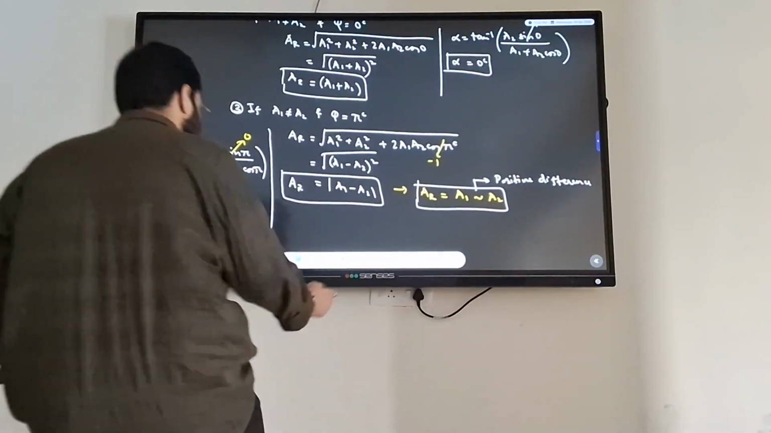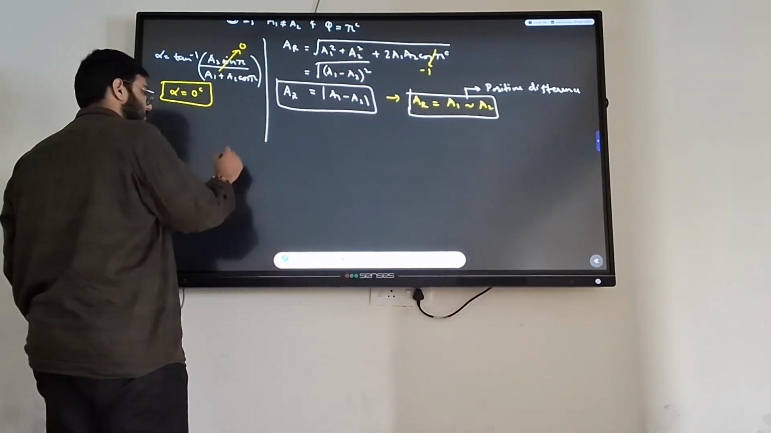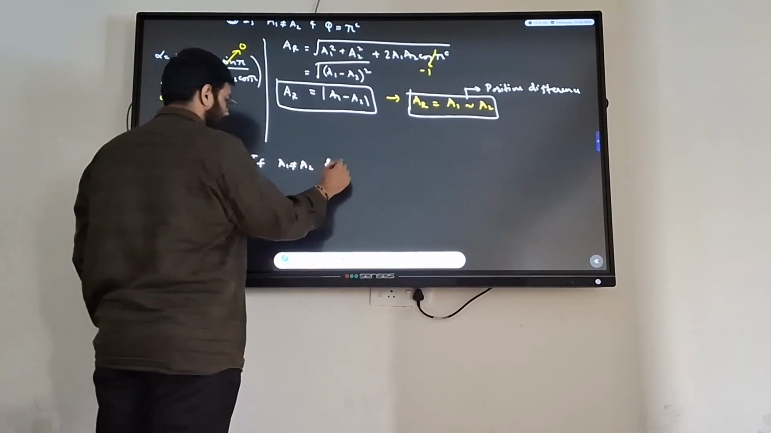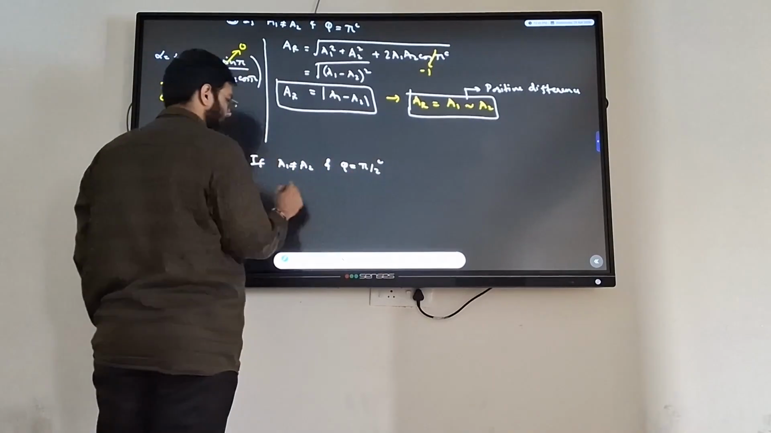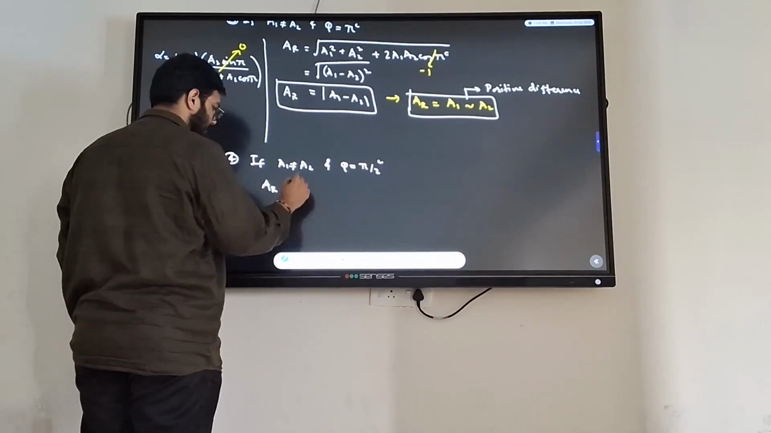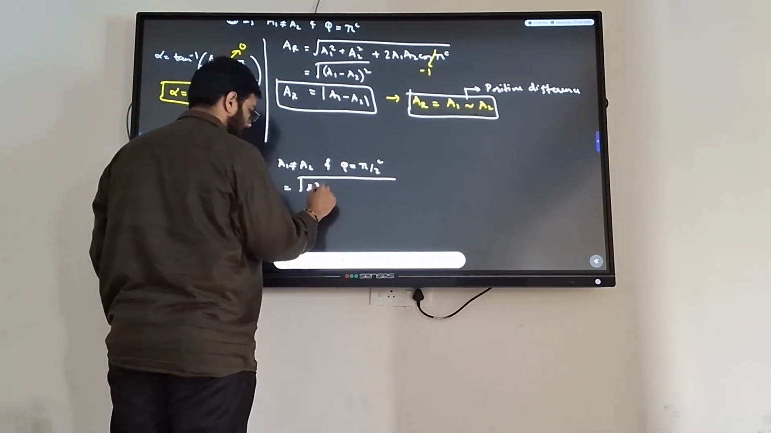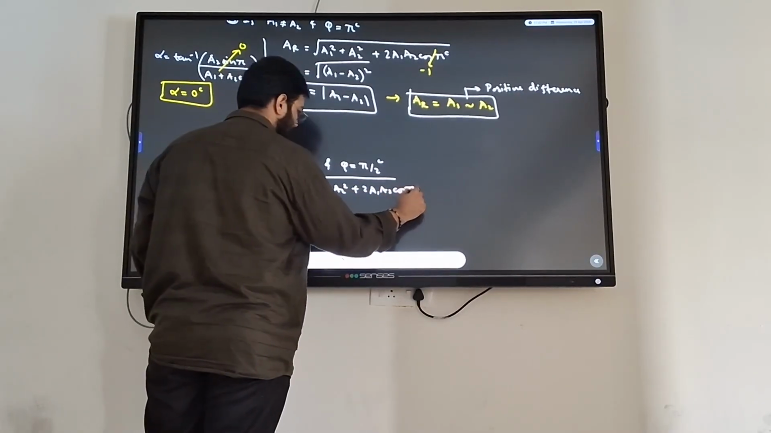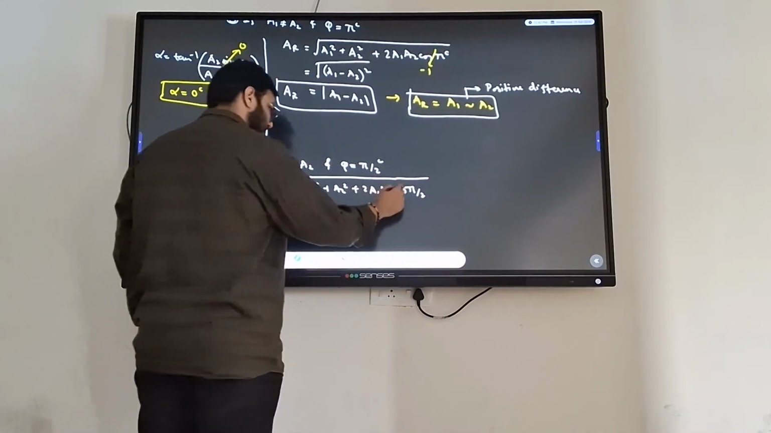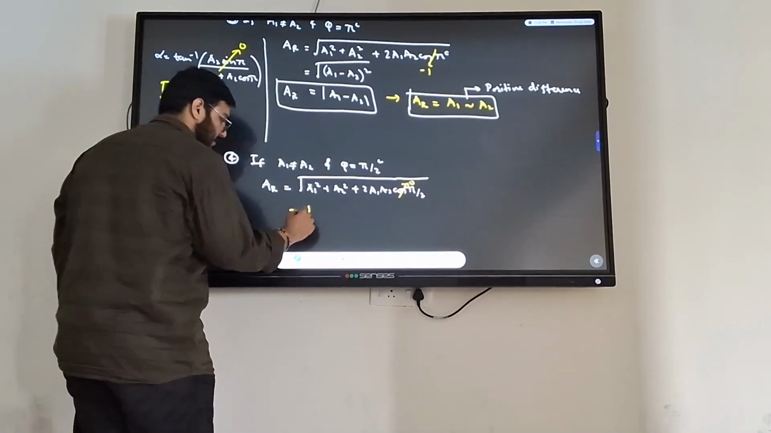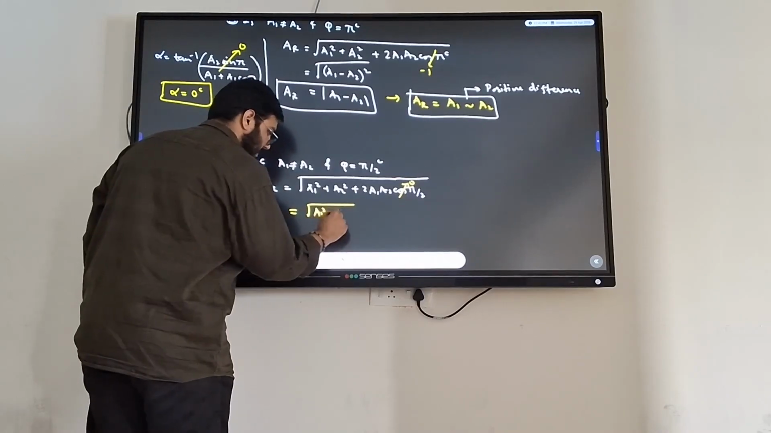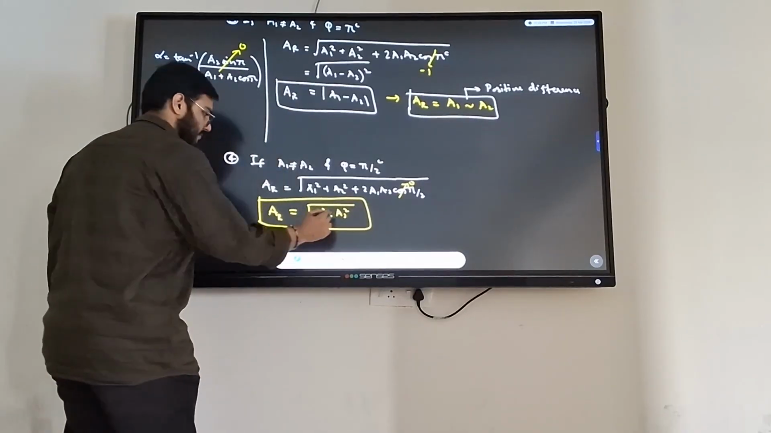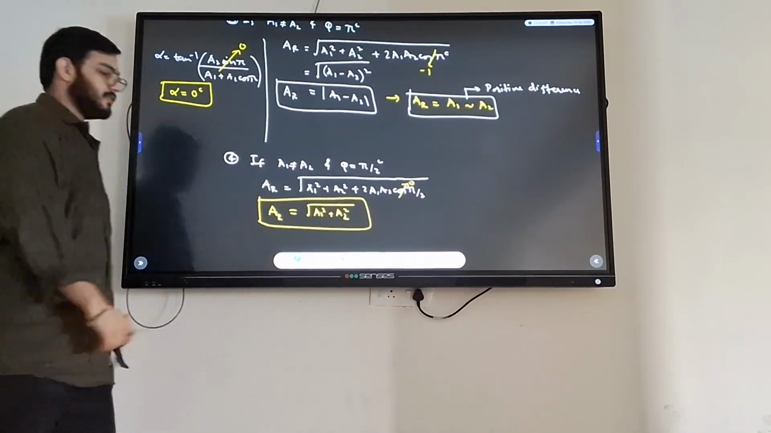Let me do it then. Case 4: if A1 is not equal to A2 and phi is equal to pi by 2 radians, then what should be AR? AR is the square root of A1 square plus A2 square plus 2 A1 A2 cos pi by 2. But what is cos pi by 2 now? It's 0. So this term goes away, and you will have the square root of A1 square plus A2 square. Is it okay? And what should be alpha then?